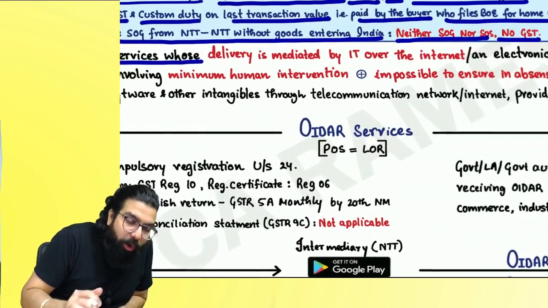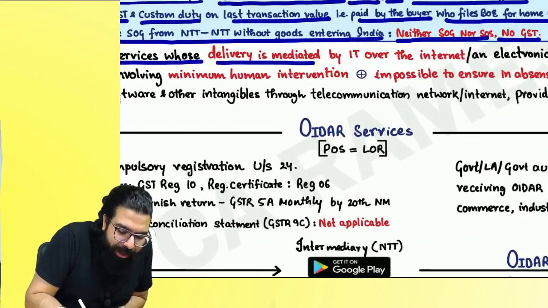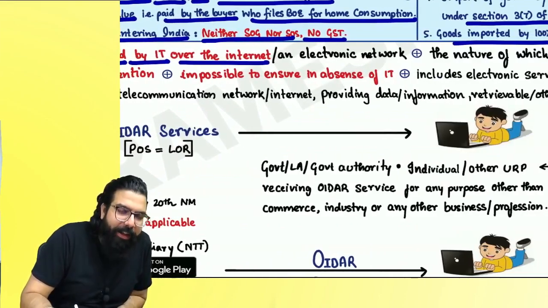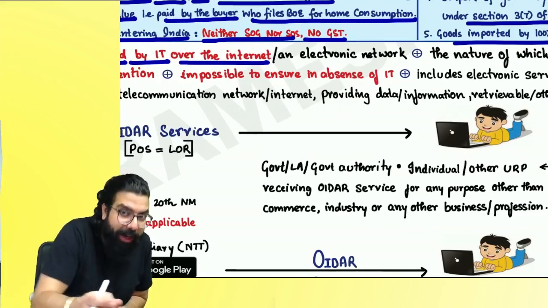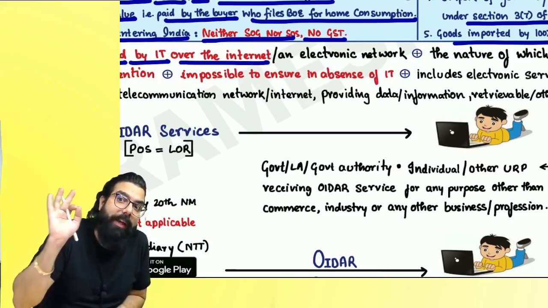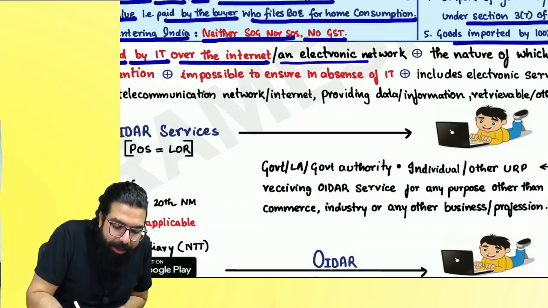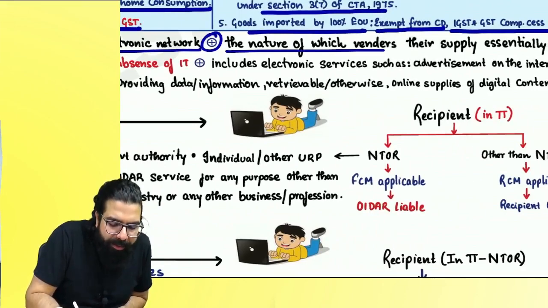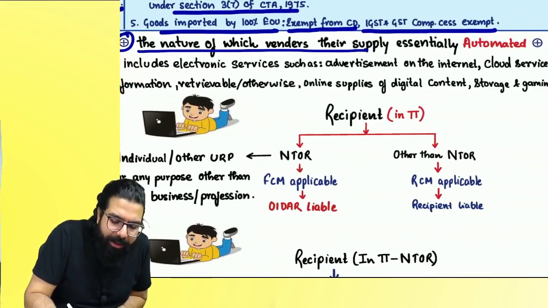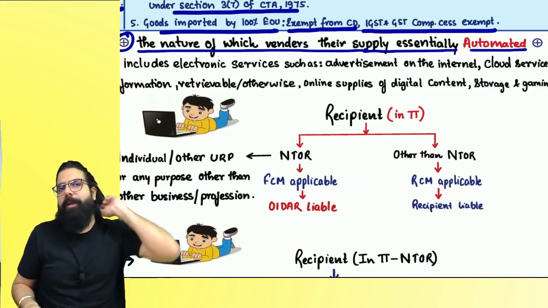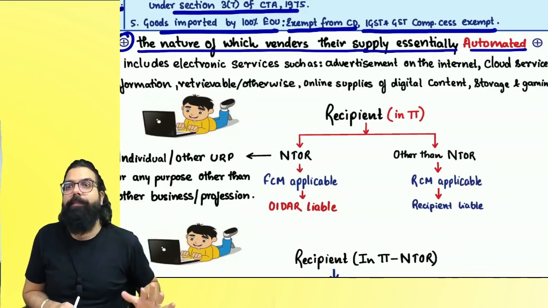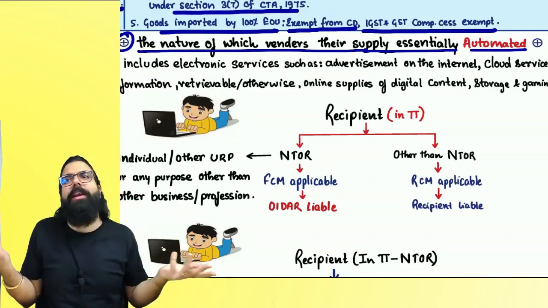What do you mean by OIDAR? Definition: services whose delivery is mediated by information technology over the internet. Tell me one thing, can you get Netflix service without internet? Can one person come and give you Netflix services? No. It is given over the internet or through an electronic network, plus the nature of the service renders it essentially automated. If you want to see a movie at night, do you call Netflix or is it automated? You can open Netflix and automatically see the movie.